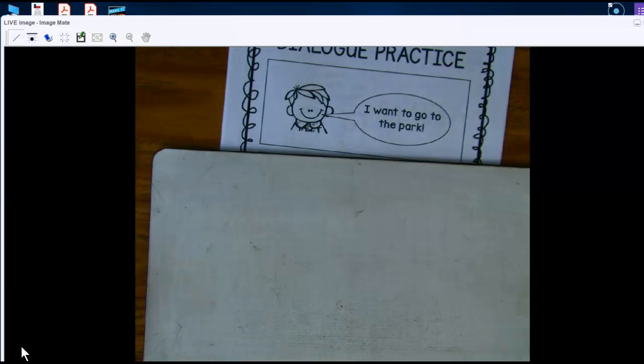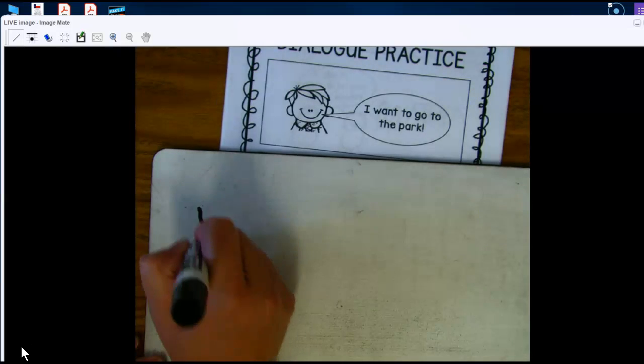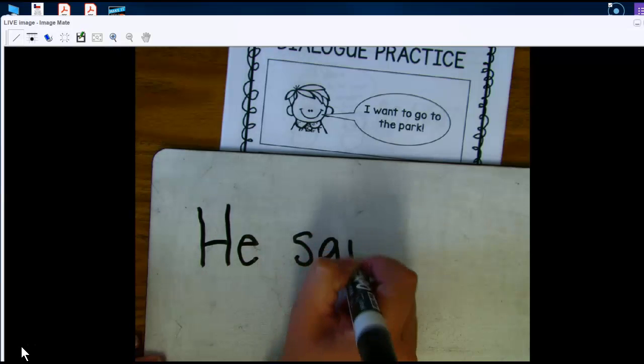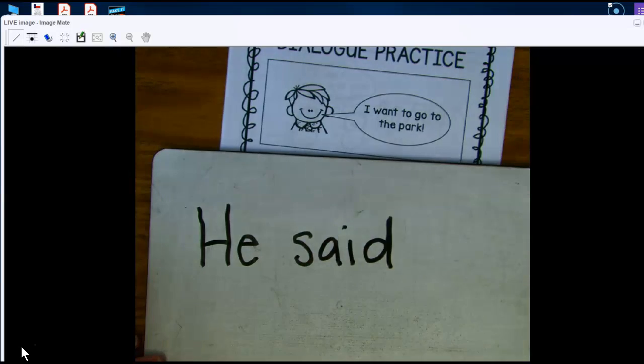All right, here's my speech bubble. It's a boy, and he's saying, "I want to go to the park." Now, how would I write this in my story? What would I start saying? What would I say first? Would I just say, I want to go to the park? No, I've got to tell the reader who said it. What would I say, Xavier? So I would start, He, capital H, just like we said in a story. He said. And then I'm going to put what he said in quotation marks.